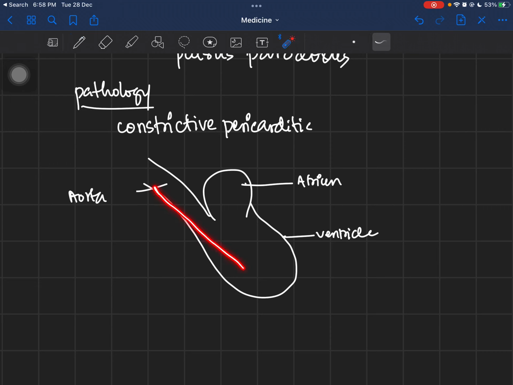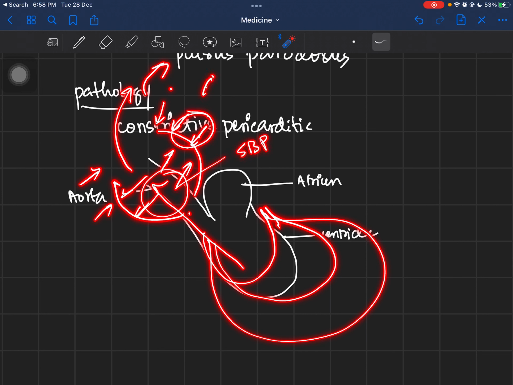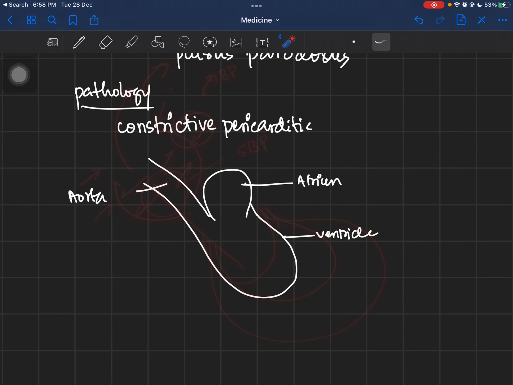The ventricle pushes blood into the aorta. This distends the aortic wall, and the aorta becomes distended. And during ventricular diastole, when the ventricle is filling, the aorta contracts and it pushes blood into the systemic circulation. So this initial pressure is known as systolic blood pressure. The latter pressure is known as diastolic blood pressure, and this effect is known as the Windkessel effect. So this was the brief review of normal physiology.